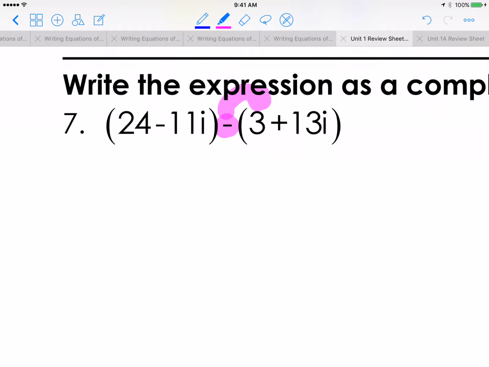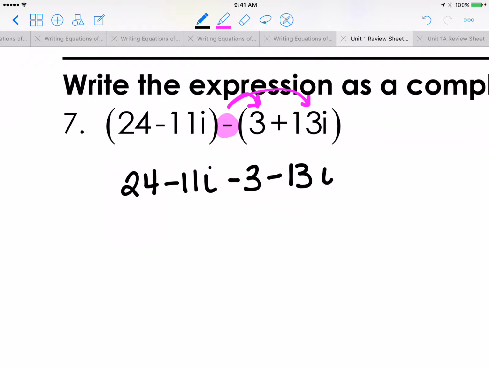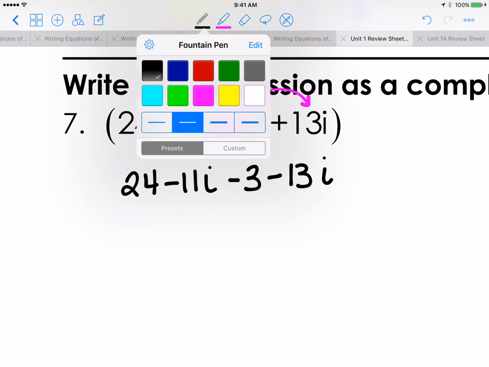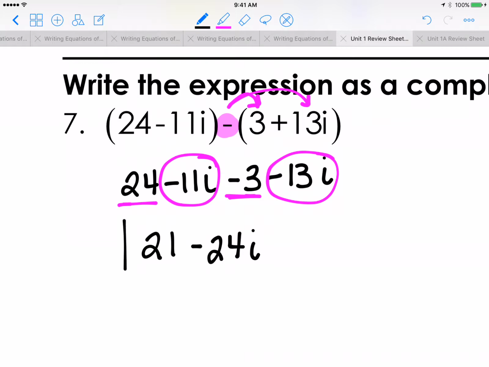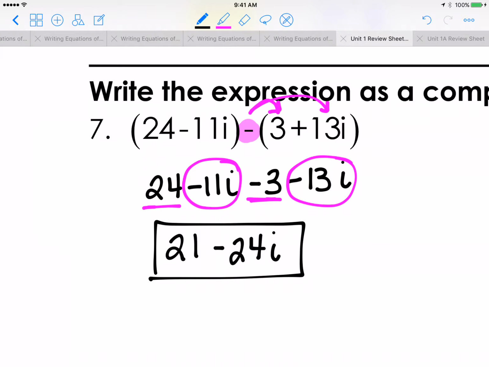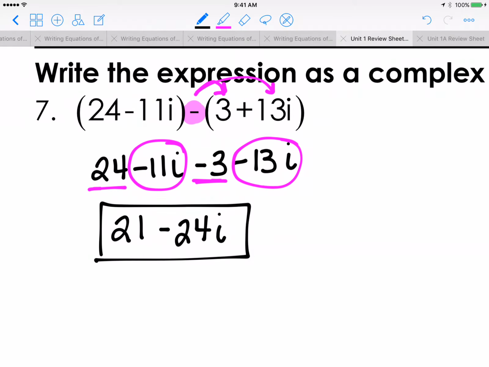So we need to distribute that negative to each term. So we're not multiplying these, we're distributing. So we get 24 minus 11i minus 3 minus 13i. And we're going to combine like terms. So 24 minus 3 gives us 21. And then combine the i's. The negative 11i minus 13i, this is going to give you a negative 24i. And then that's your answer because we're in standard form. We got the real number and then your imaginary number.